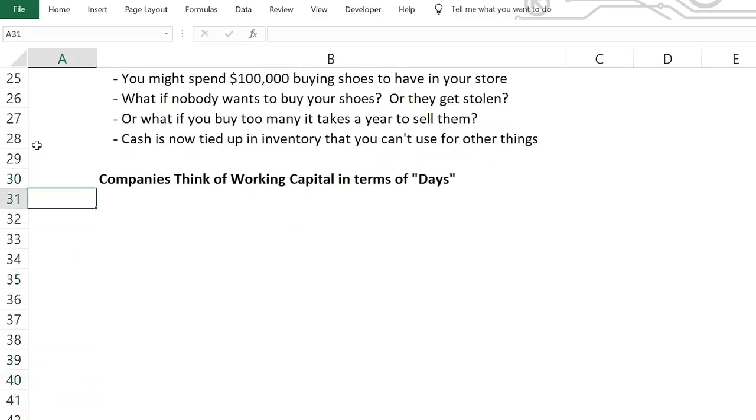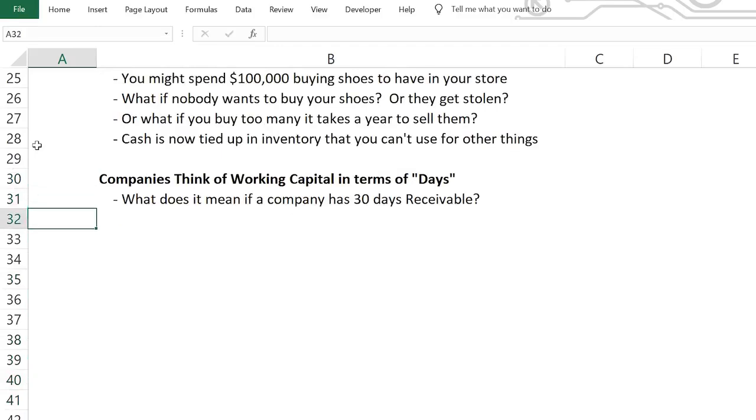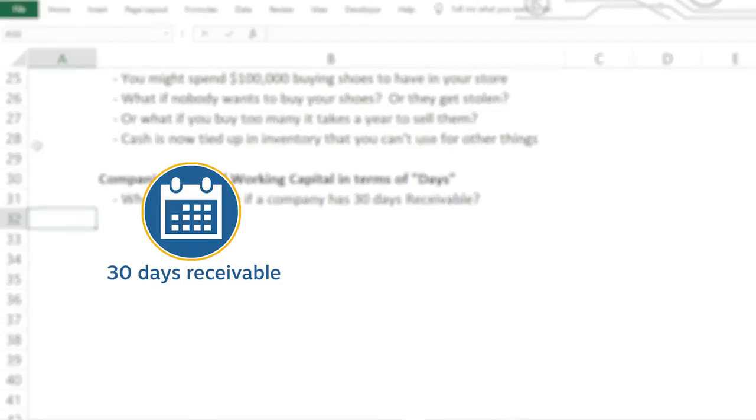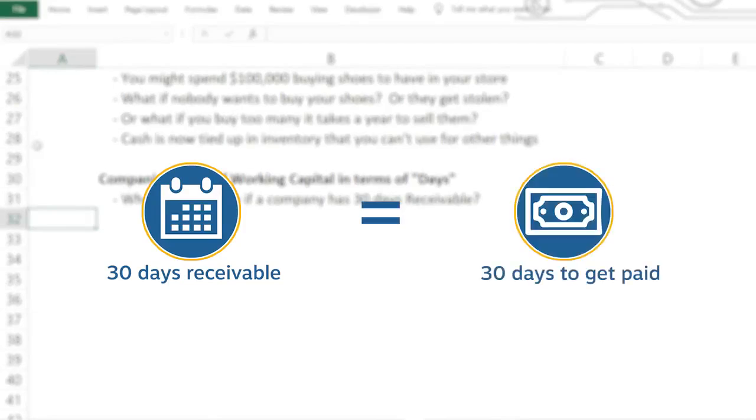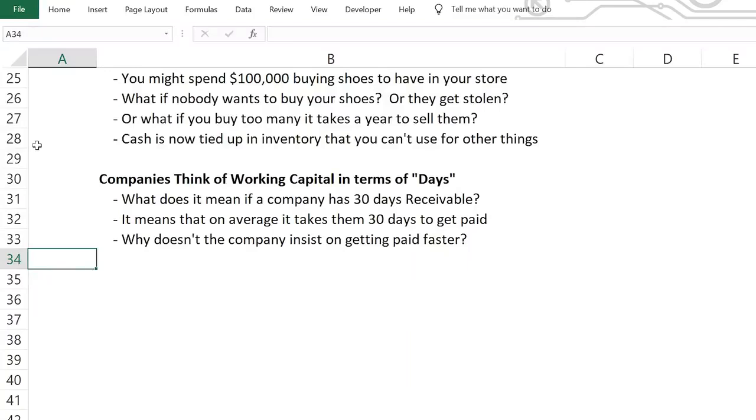Most companies think of working capital in terms of days. They will talk of days inventory, days receivables, days payables. So what does it mean if a company has 30 days receivable? Well, it simply means that on average, it takes them 30 days to get paid. Now, that's a long time. Why would the company allow their customers to pay them in 30 days? Meaning, why wouldn't they just insist on getting paid faster?